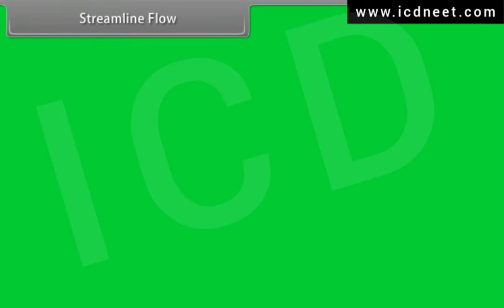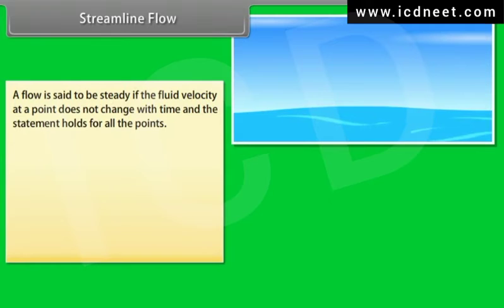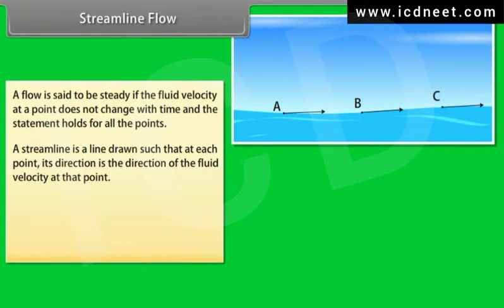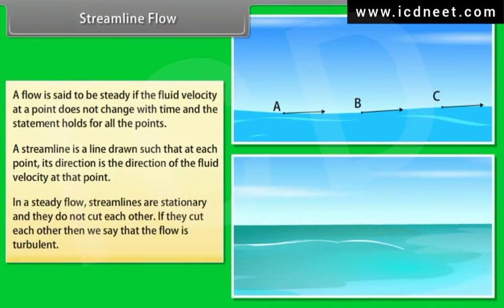Streamline flow. A flow is said to be steady if the fluid velocity at a point does not change with time, and the statement holds for all points. A streamline is a line drawn such that at each point its direction is the direction of the fluid velocity at that point. In a steady flow, streamlines are stationary and they do not cut each other. If they cut each other, then we say that the flow is turbulent.